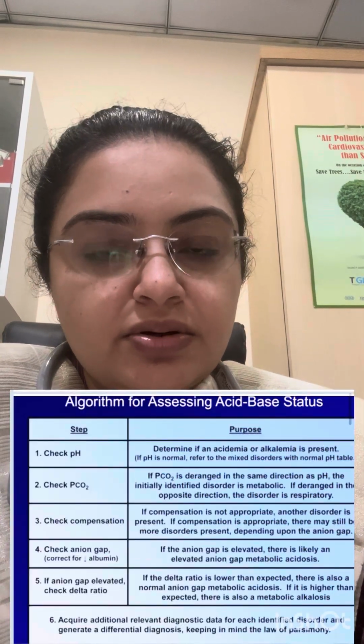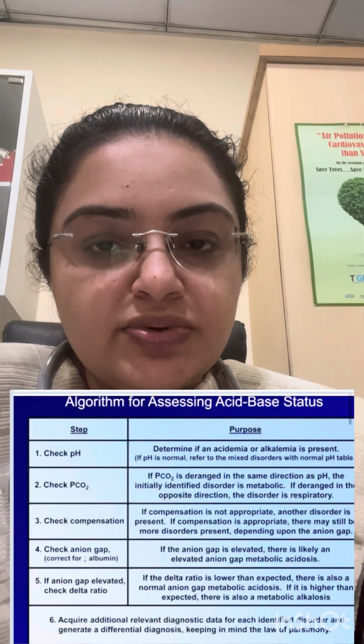So here, first we have to decide which is the disorder, whether the pH is normal or not. pH is 7.16, which is on the lower side, so we can say the patient is having acidosis. Now if the pH and PCO2 are in the same direction, the patient is having metabolic acidosis, and if pH and PCO2 are in opposite directions, then it is respiratory acidosis. Here the PCO2 is elevated, which is 73, and the pH is 7.16, which is on the lower side. So the patient is having respiratory acidosis.